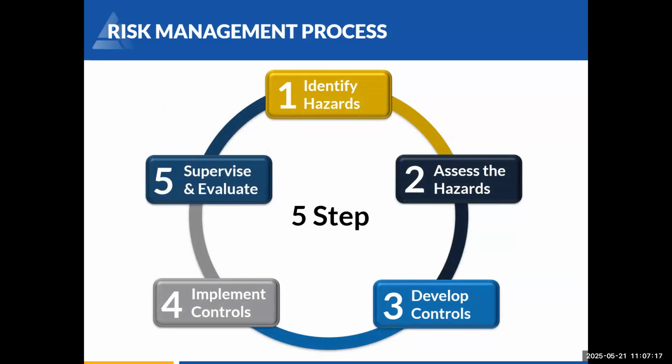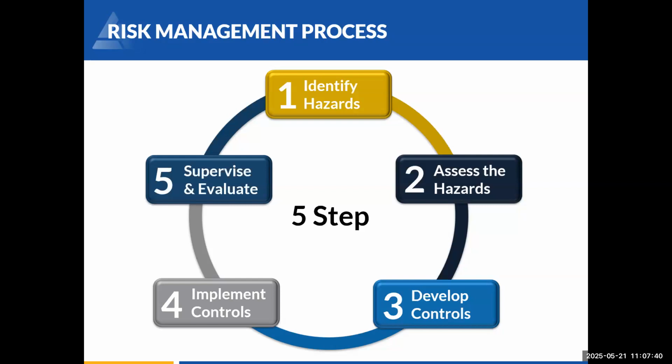Josh will talk more about risk assessment and how that looks. Yep. So our risk assessment process is a 5-step process. So our first would be identifying hazards. Second would be assessing those hazards. Our third step would be develop controls to remove or reduce risks relevant to the hazards. Number 4 would be implement those controls. And number 5, supervise and evaluate.